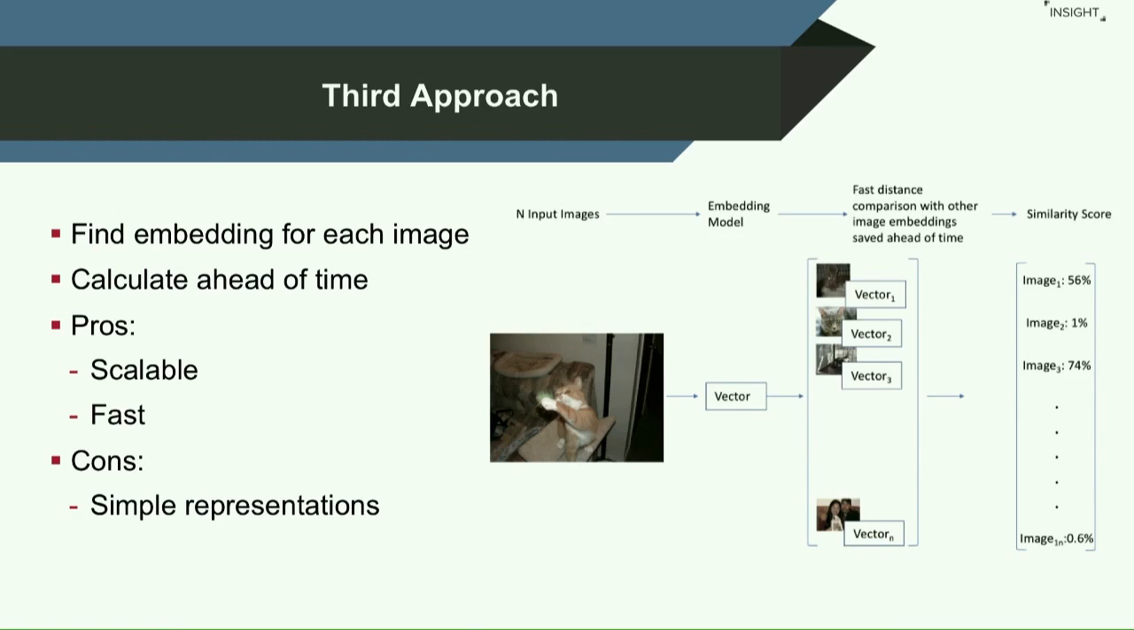So again, to reiterate, we're going to take this image of a cat, and we're going to find the embedding for each image, which is calculated ahead of time. And the pros, again, is it's scalable and fast, and the cons is that these representations are pretty simple. I'll get to in a few minutes what you can do even with a 1,000 image data set for training.